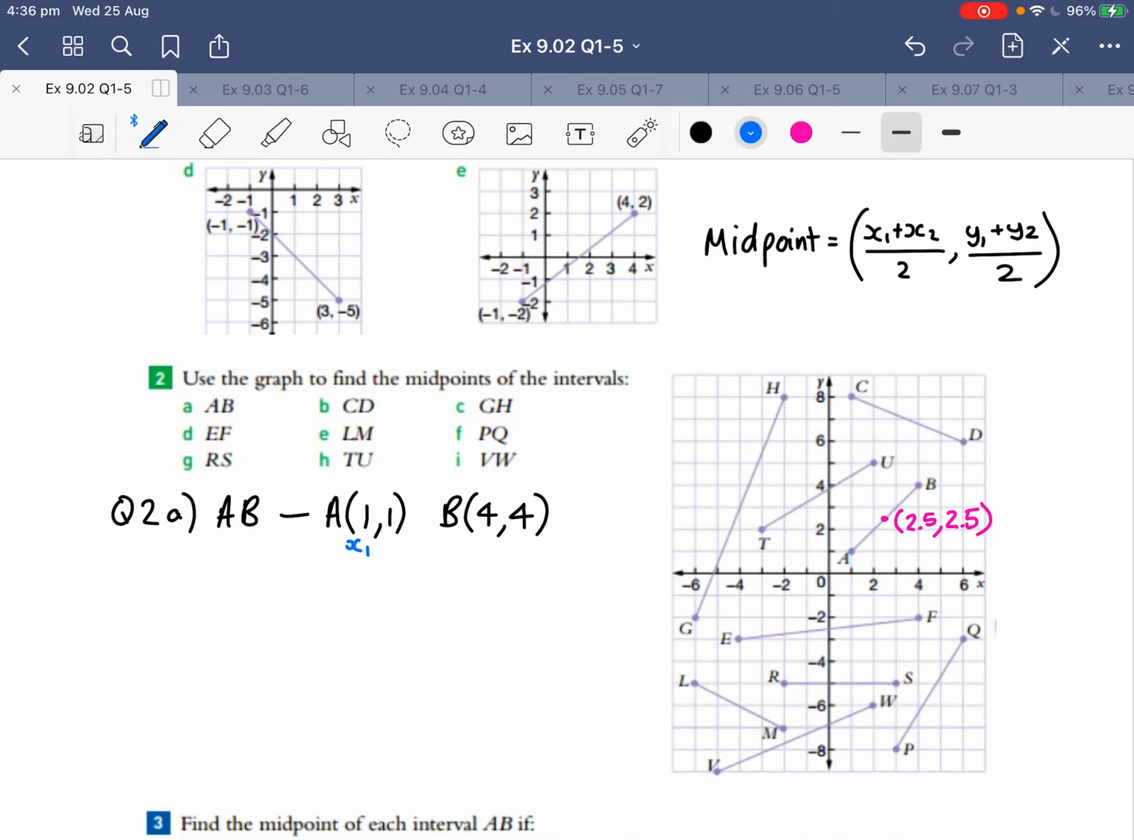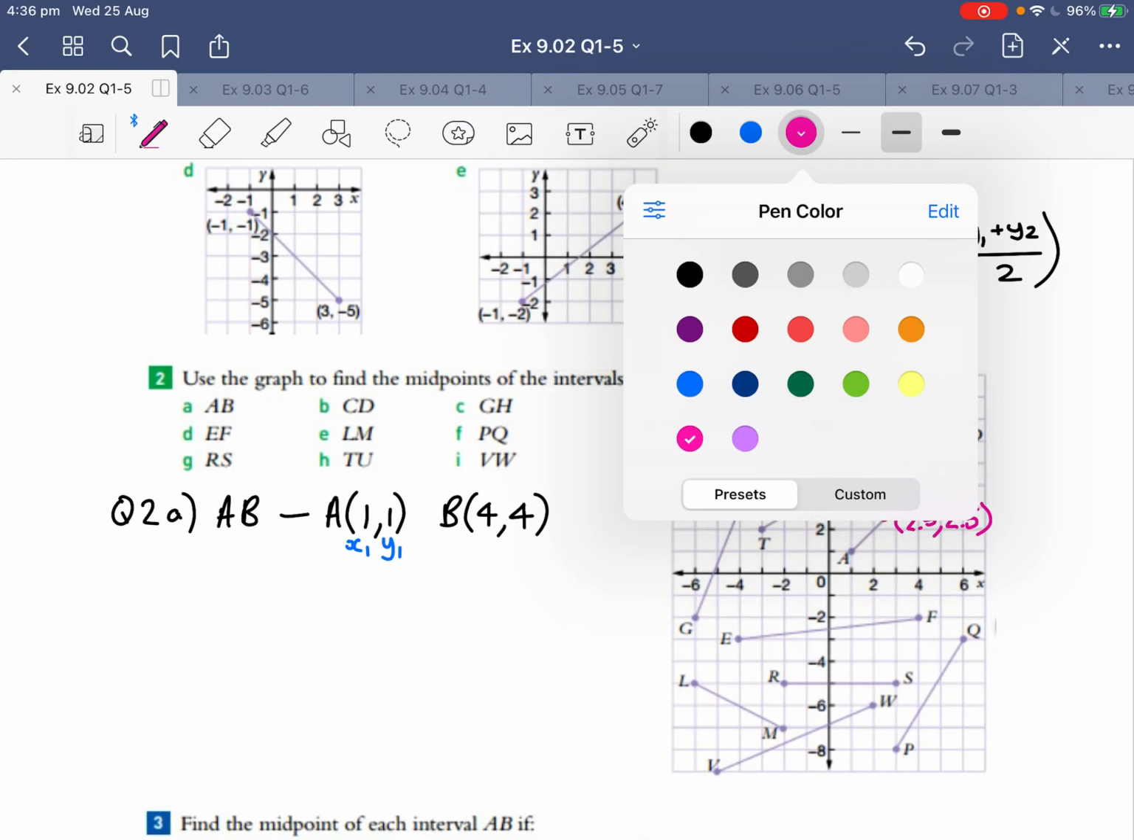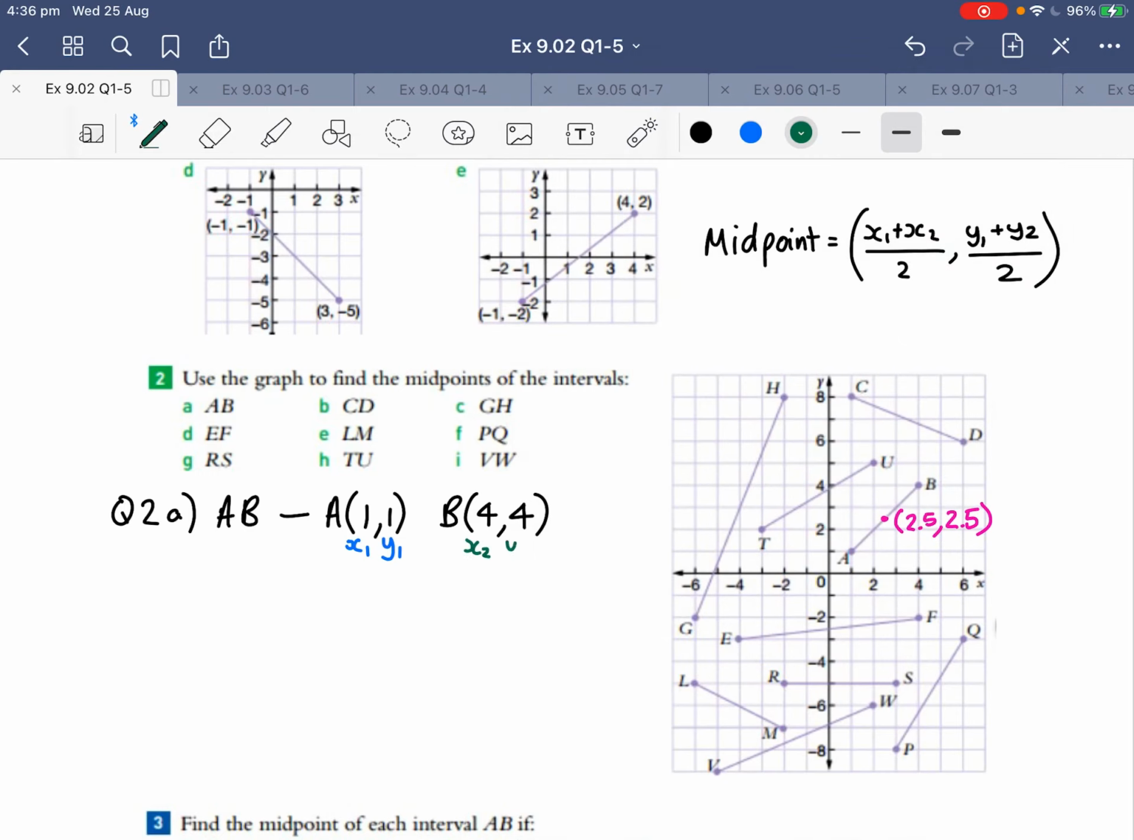So what we do is we label point A to have coordinates x1, y1, and point B to have coordinates x2, y2. We then put this into our midpoint formula. So our midpoint will equal our x1 of 1 plus our x2 of 4 all over 2, comma, then our y1 of 1 plus our y2 of 4 all over 2.